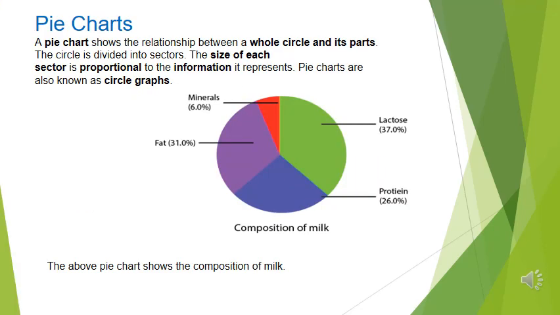Now students, here we'll see how to represent the data in different ways. First of all, we'll learn about the pie chart. It shows the relationship between a whole circle and its parts. There is a whole, and we represent its different subparts. The size of each part, or each sector, is proportional to the information it represents. Pie charts are also known as circle graphs.